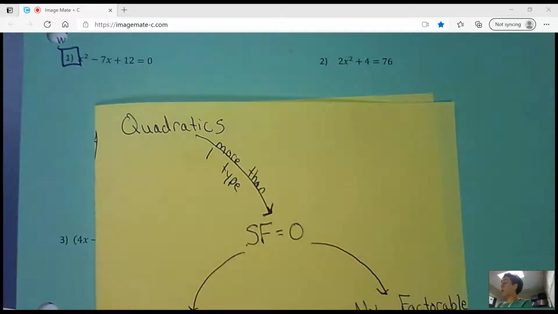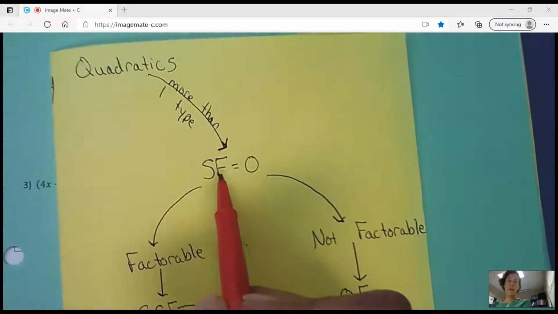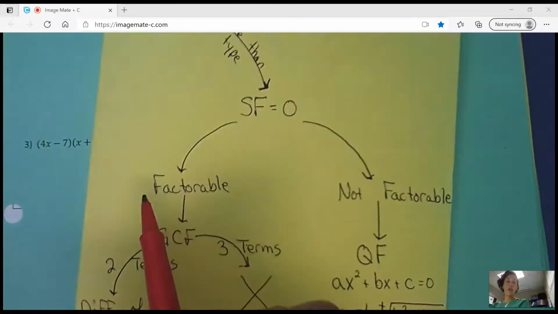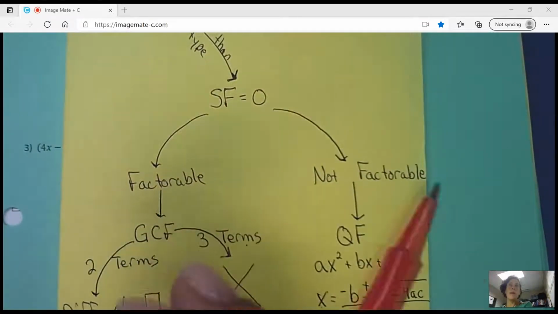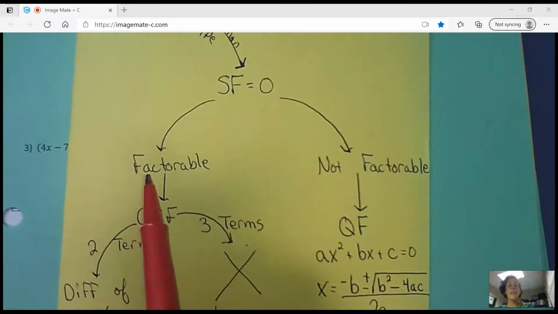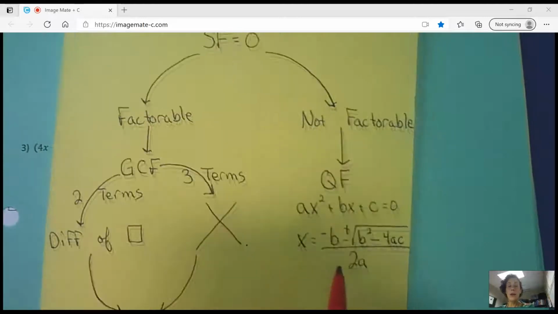So with that, we do want to make sure that every problem is in standard form and that it equals 0. We're going to try to factor it because that's our most efficient way to do this. And if we can't factor it, then we'll use our quadratic formula.